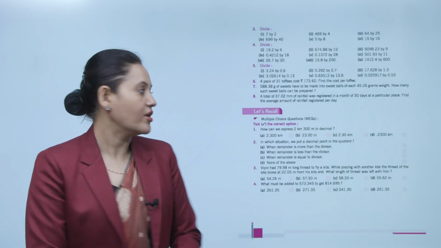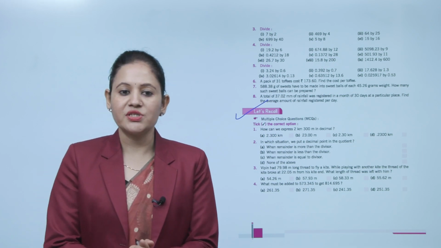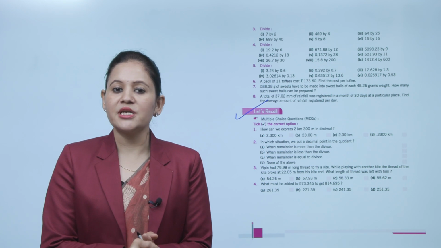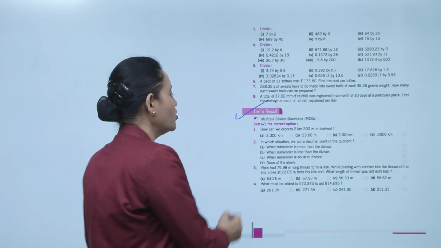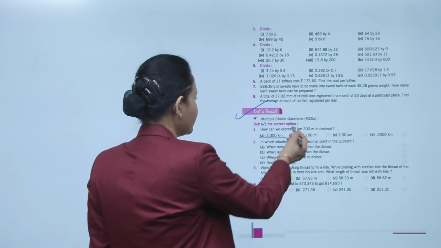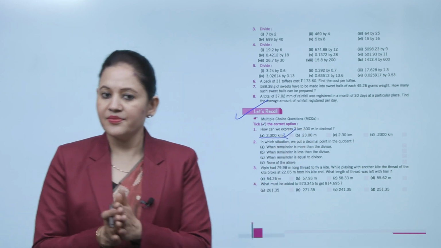Next is let's recall. Multiple choice questions. Choose the correct options. How can we express 2 km 300 meters in decimal form? That is equal to 2.300 kilometers, dividing by 1000. So A is the correct option here. Clear?